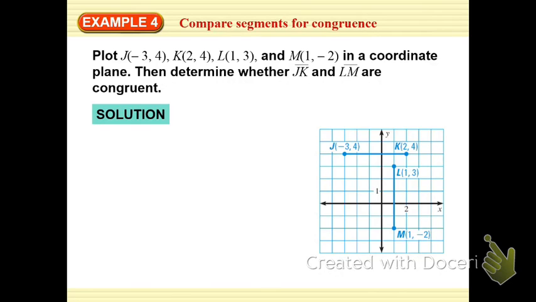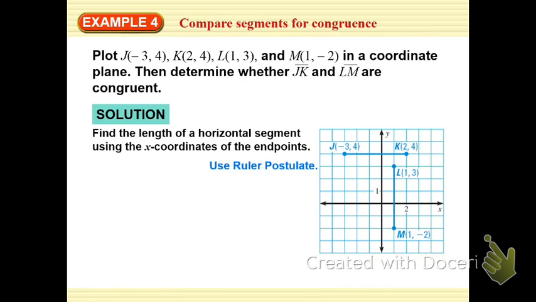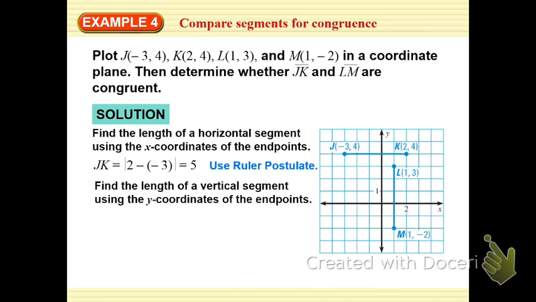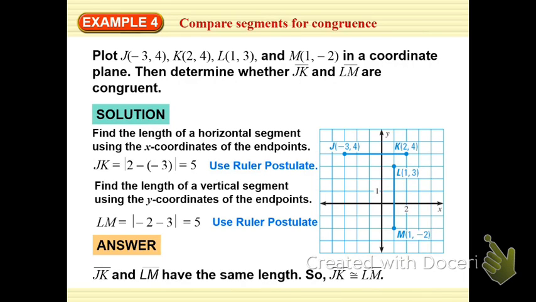So they're both the same length, so they are going to be congruent. If they're the same length, they're congruent. They don't have to run the same direction or anything like that. So they use the ruler postulate. They use the numbers, and we determined they had the same length, so we say they're congruent.